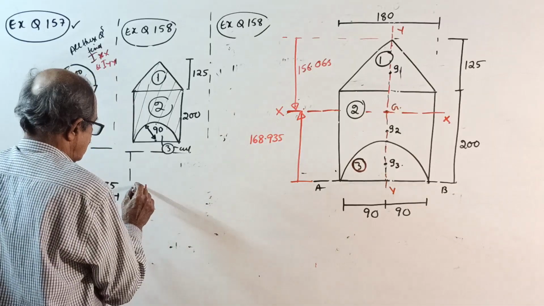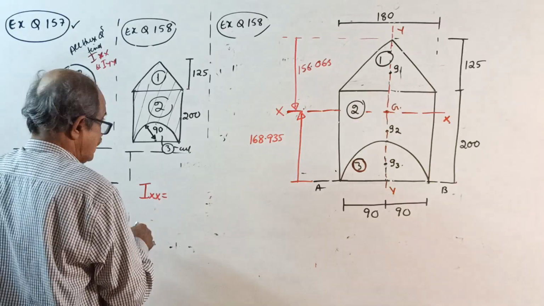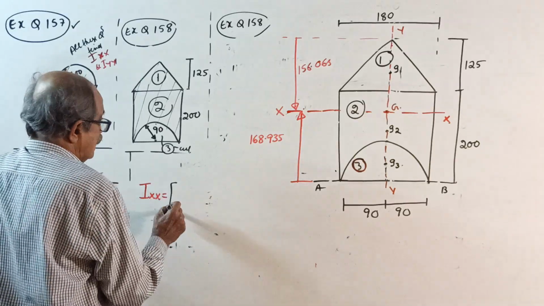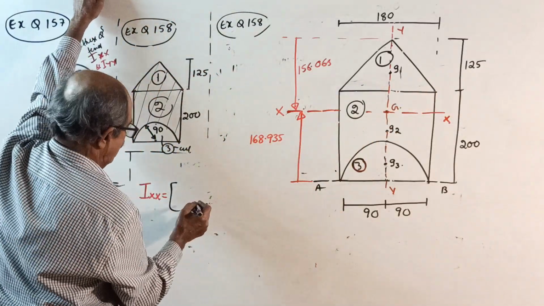IXX. First, for 1. IG. 180 into 125 cube.